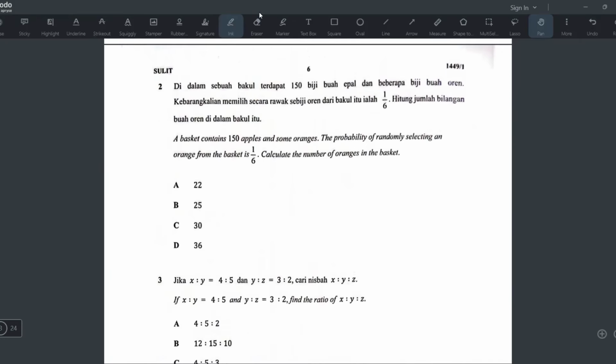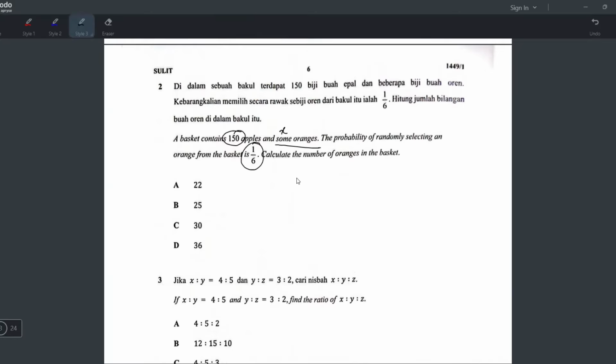All right. Number 2, a basket contains 150 apples and some oranges. They didn't say how many oranges, so I will just call it X for now. The probability of randomly selecting an orange from the basket is 1/6. Calculate the number of oranges in the basket. It means they want you to find the N for the orange.